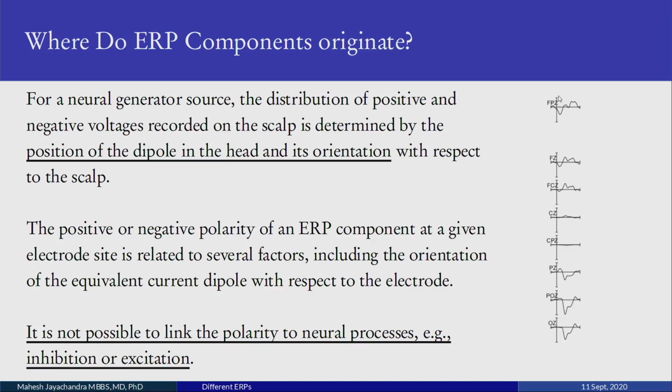I'm just showing the midline electrodes: FPZ on the forehead, FZ, FCZ, CZ, CPZ, PZ, POZ and OZ. As you can see, there is an inversion. If you look at this first component over here, it gets less over here, even less at CZ, you can barely see it. At CPZ you can't see it, at PZ it comes but it's inverted, and as you go down to the occipital region it gets more and more inverted.